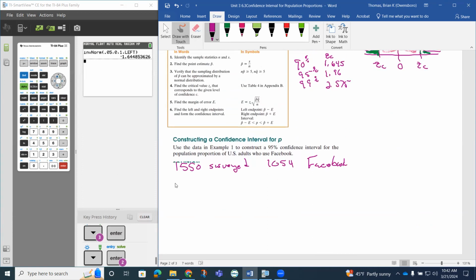Okay. So what that allowed us to do was determine our p hat. So p hat was going to be this 1,054, that was our successes, divided by the sample size, which is the 1,550. And we'll go and do that math again here. 1,054, if we divide that by the 1,550, that gives us then this 0.68.